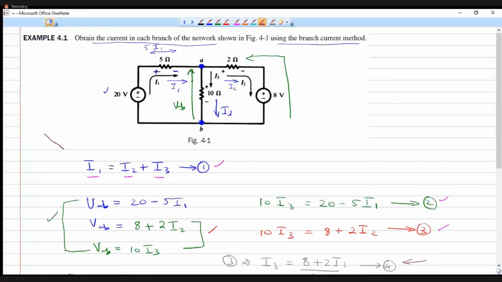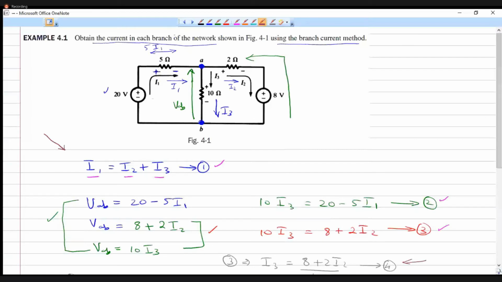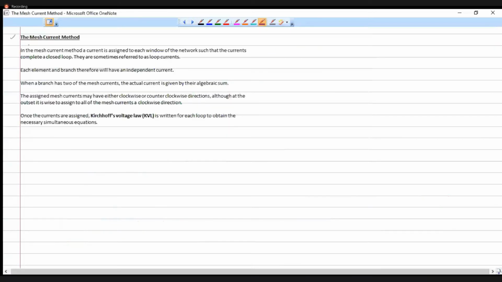For me personally, I feel that this is a very difficult thing. I don't know about you. If you find it convenient, then you can naturally use it. But whenever I see meshes, I prefer to go for the mesh current equation instead of writing the branch current method.